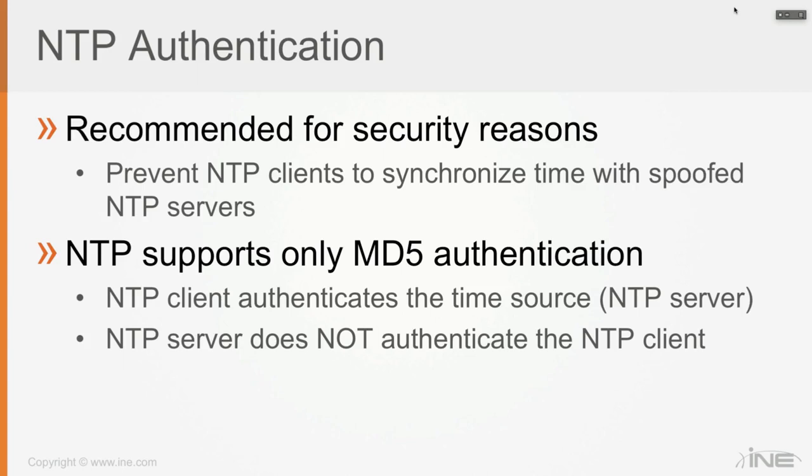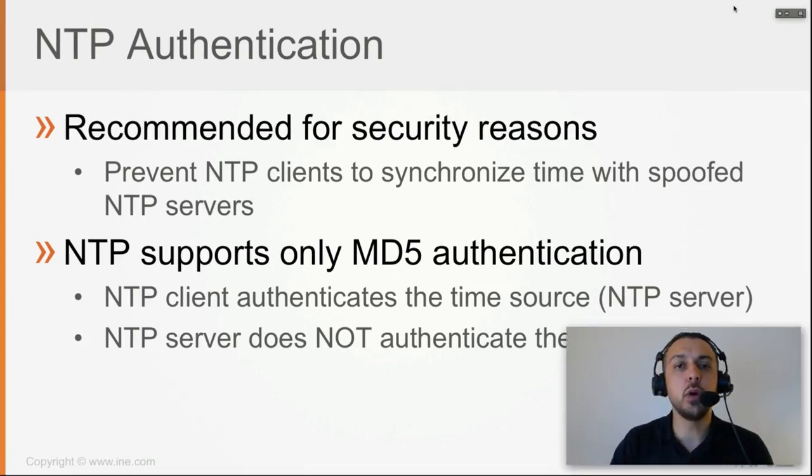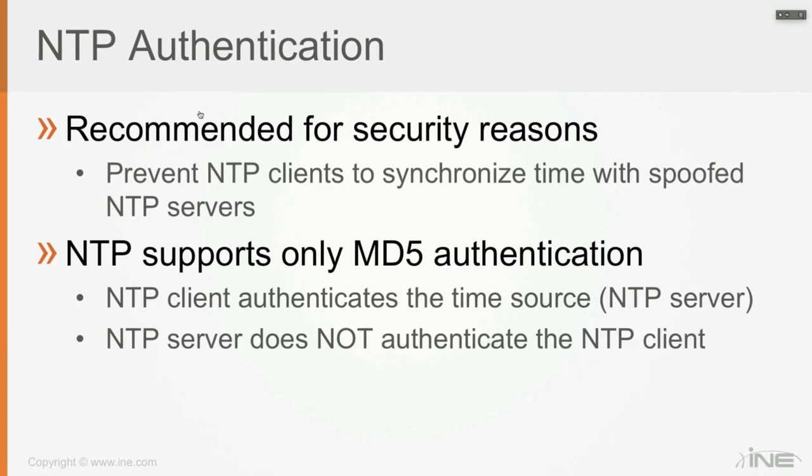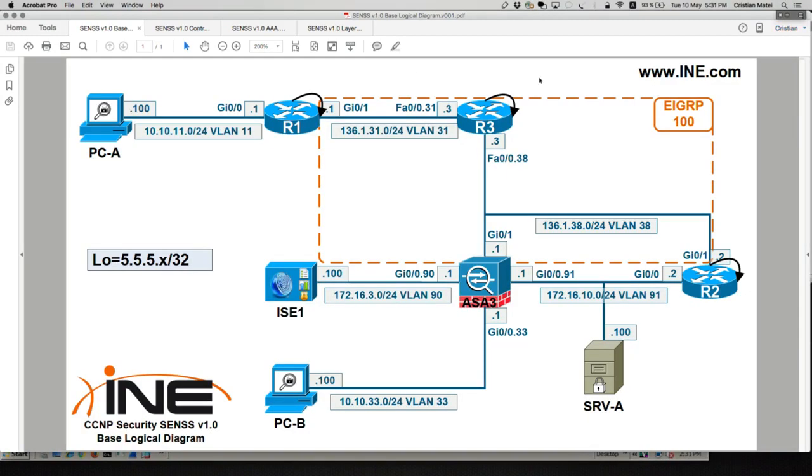Because again, there should be no confusion if you understand the scope of authentication. We want to prevent the client from getting synchronized with a spoofed NTP server, which means the client has to authenticate a server, and that's it. So it makes sense that a server does not authenticate the client. Of course, authentication is going to be configured on both the server and the client for MD5 to work, but the server does not authenticate the client.